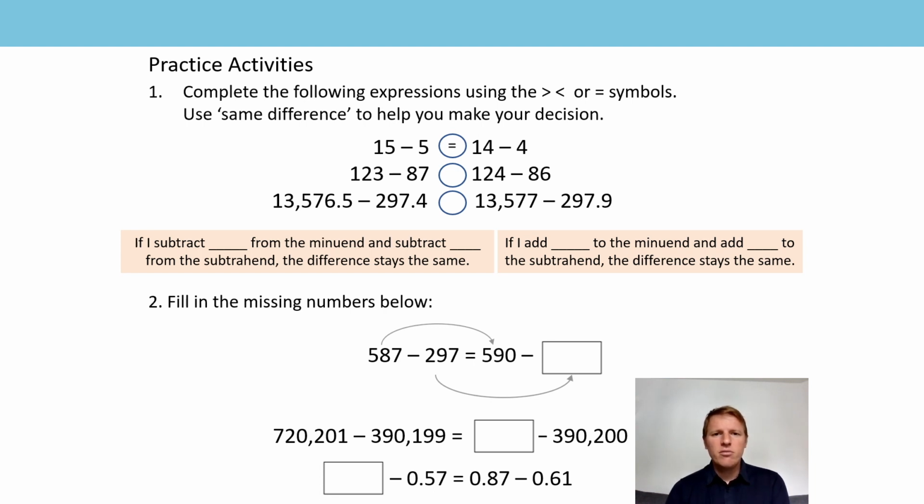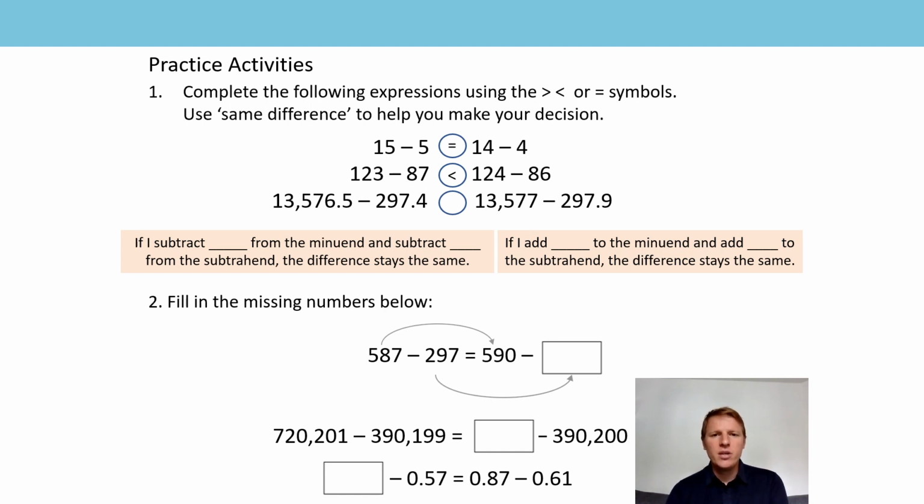But let's think, if the minuend has increased but the subtrahend has decreased, that must mean that the second expression is greater than the first expression. So 123 subtract 87 is less than 124 subtract 86.